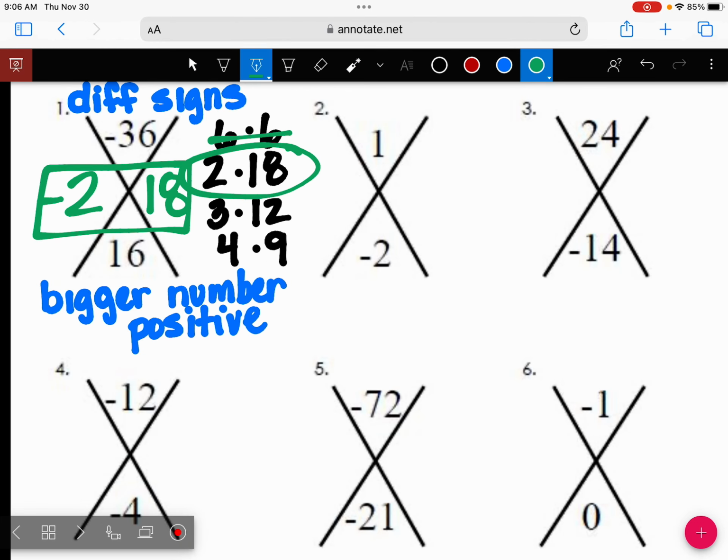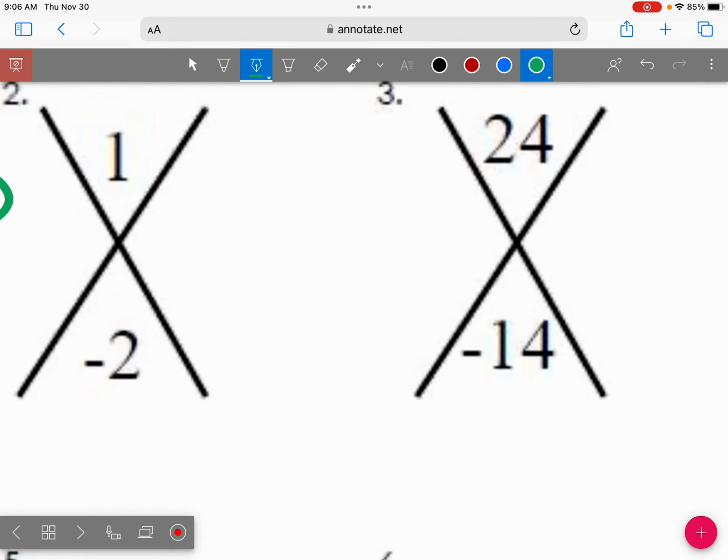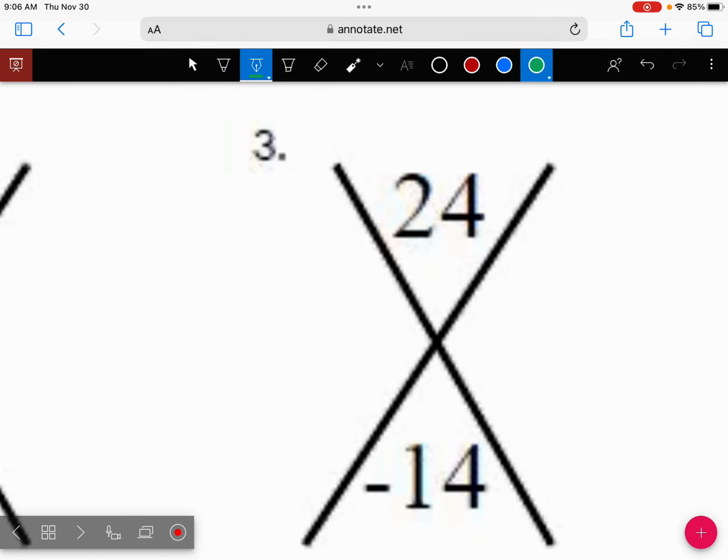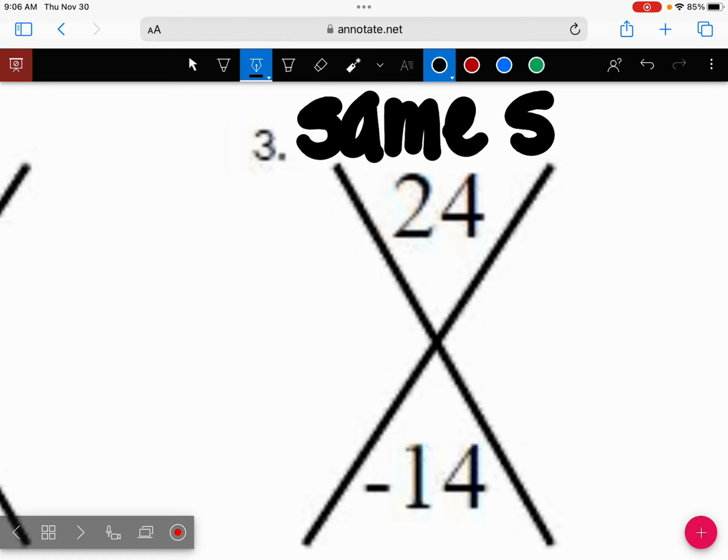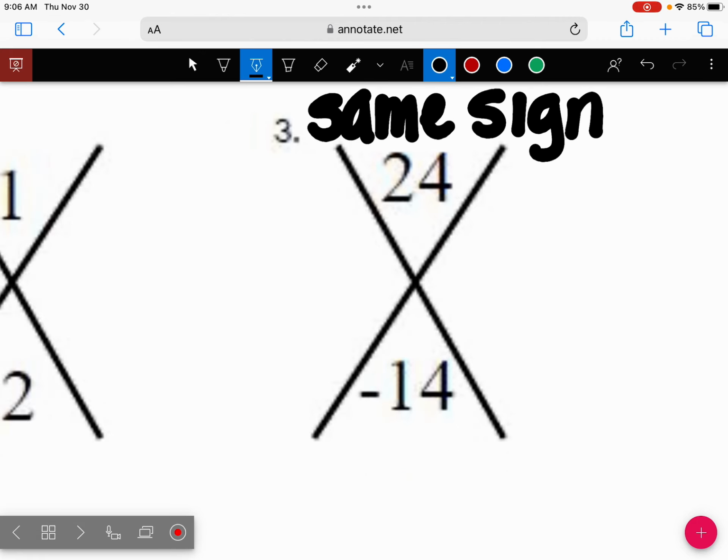All right, I'm not going to do all of these. I'm going to skip around. Let's look at question number 3. Whenever this is a positive number, I know that my numbers have the same sign. And because they add to a negative, that means that they are both negative.